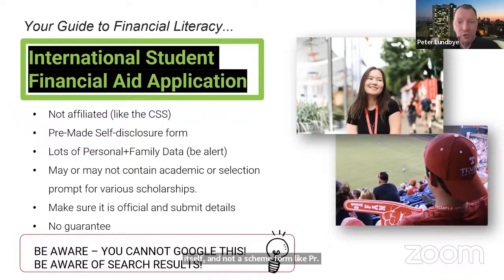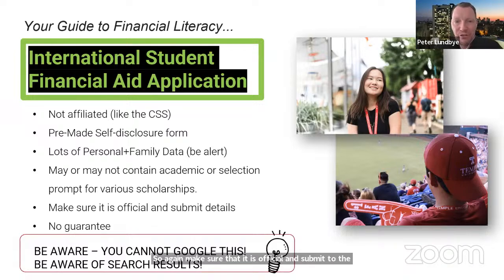Do not download forms from some website that you are not familiar with, or that is not specifically the university. Universities will never ask you for bank account numbers, for example, or login information, etc. It is okay, though, that they ask for income information and property. It may or may not contain academic information from you in terms of selection use. It just depends on what the form is used for by different universities. So again, make sure that it is official and submit the details that are required.